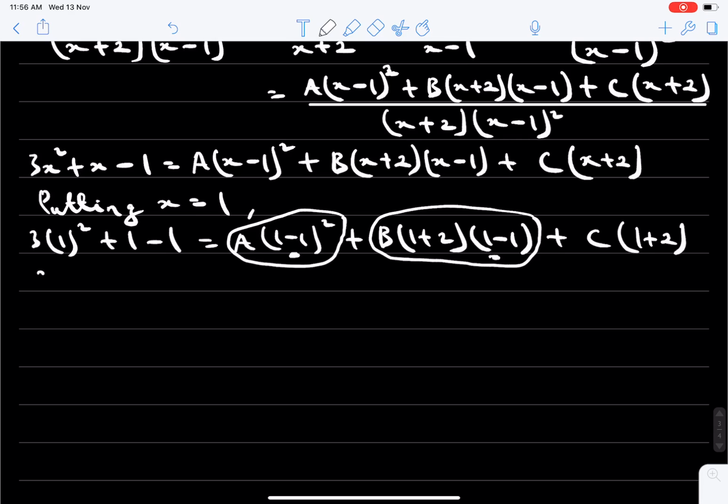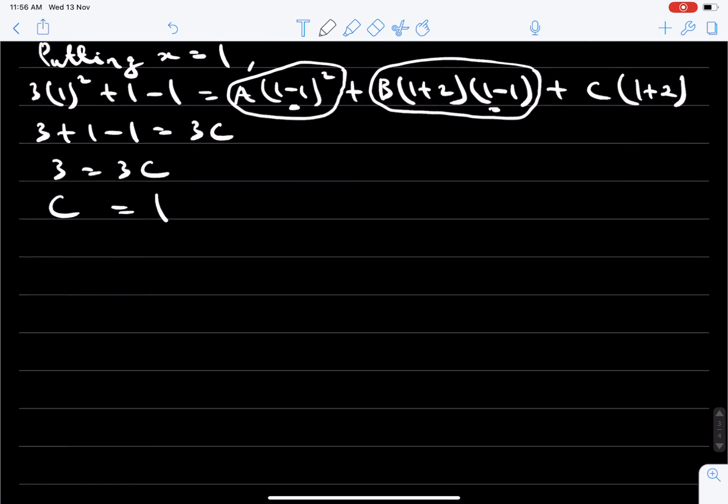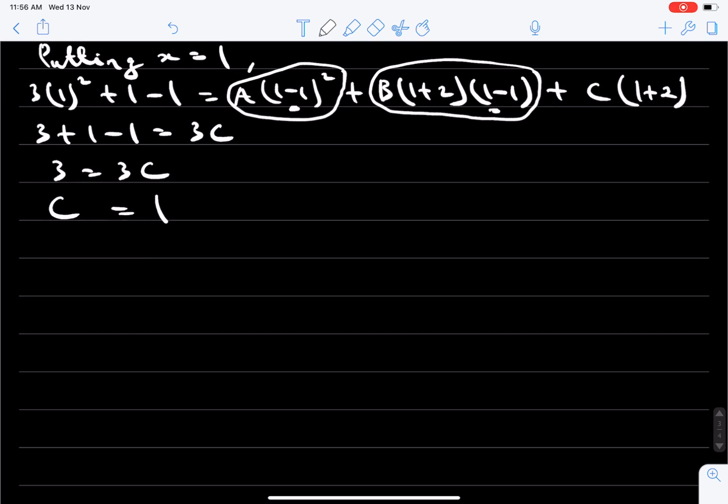So we are left with 3 plus 1 minus 1 equals 3c. And that means 4 minus 1, which is 3, equals 3c, which means c is equal to 1. C equals 1. So what else can I put in that identity to get the value of another constant? Putting x equals minus 2.